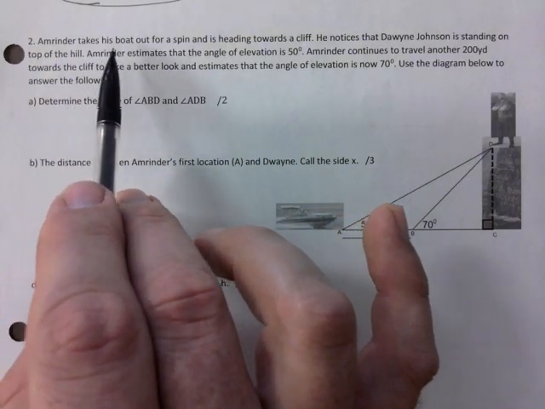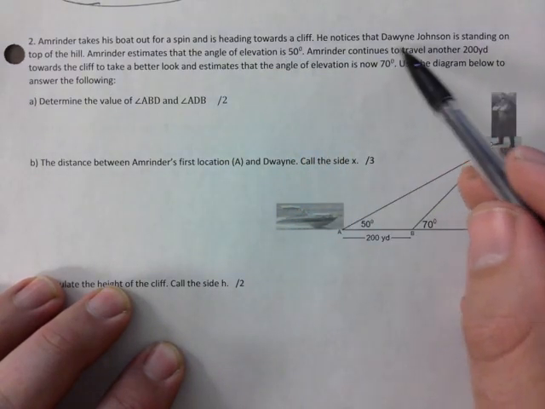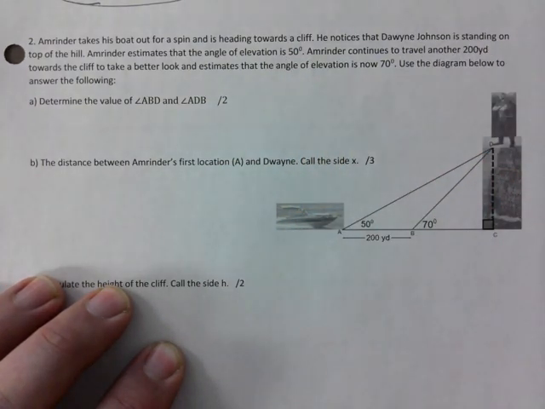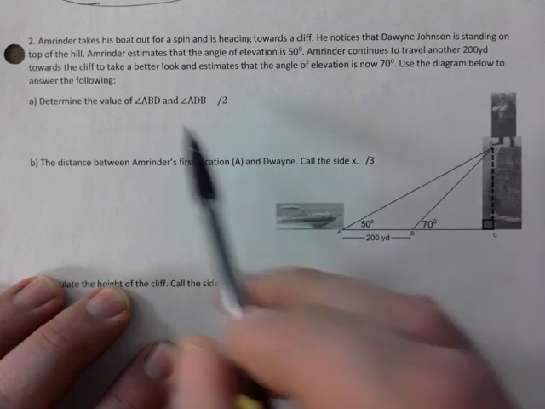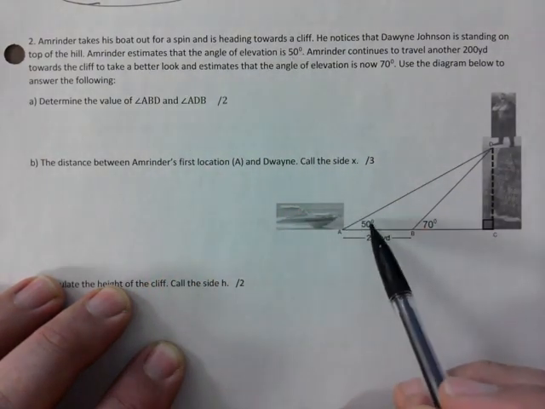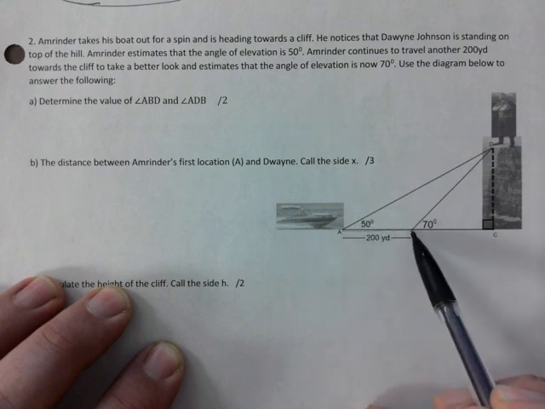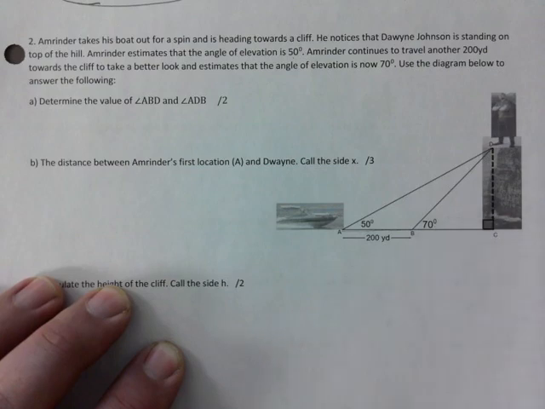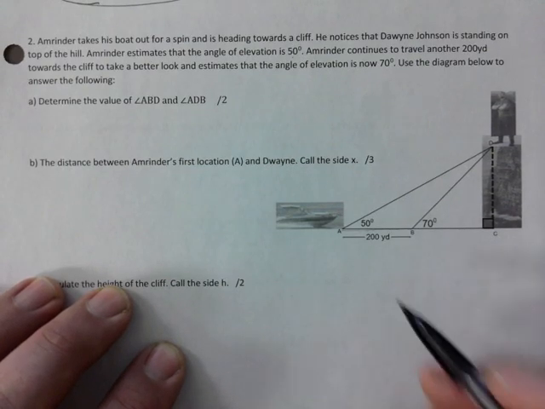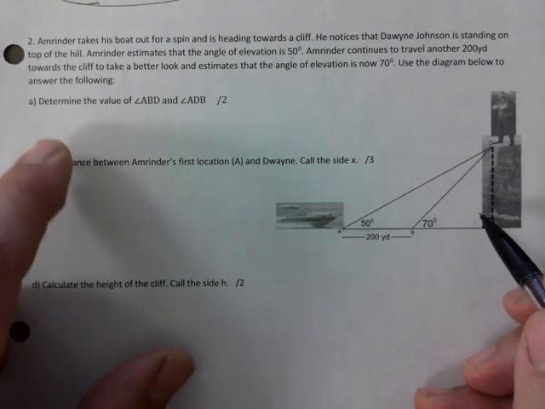Amrinder takes his boat out for a spin. He's heading towards the cliff, right? And notices Dwayne Johnson is standing on the top of the hill, right? At an angle of elevation of 50 degrees, so there it is. Then keeps going, right? Another 200 yards, looks up again, right? The closer you get to something, the higher your angle of elevation is going to be, right? And so there's the 70. So it's all set up ready. What can we do here?